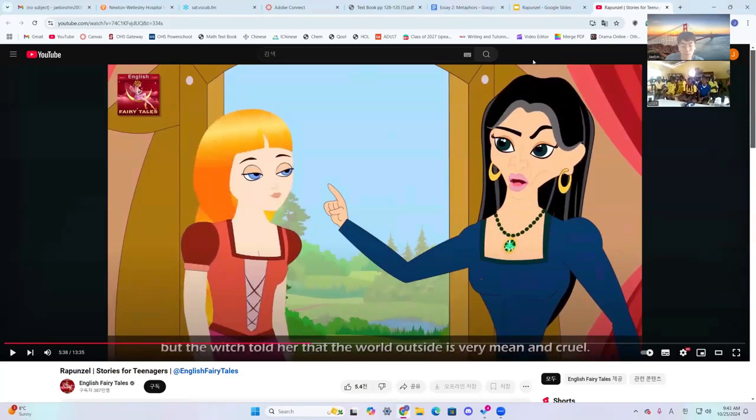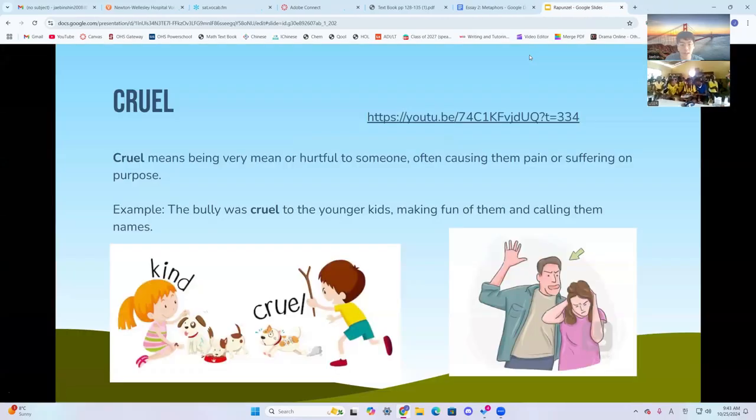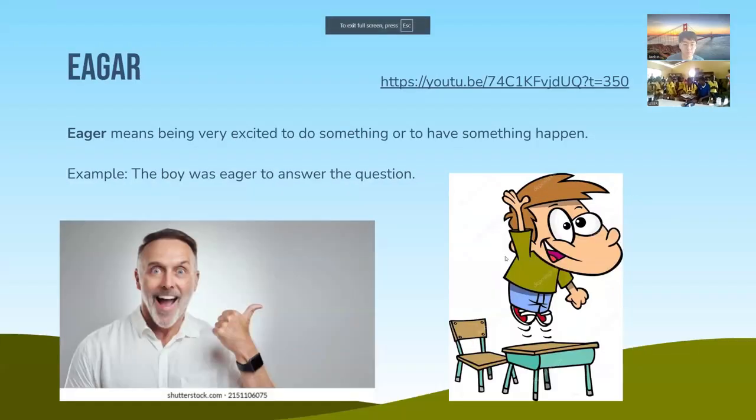So the witch said that the world outside is very mean and cruel. This is kind of what we covered in the comprehension question. So you can see how you can use the word to describe something that is very mean. Cruel again means that it's very mean and it often causes harm to people. So the witch said that the outside world causes harm to Rapunzel and is very mean. That is how it is used in the story.